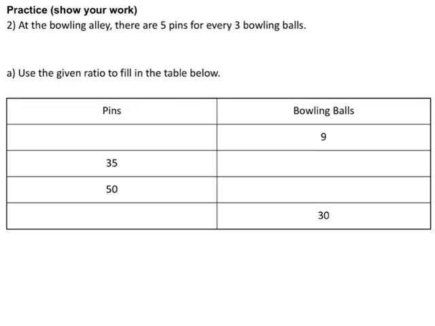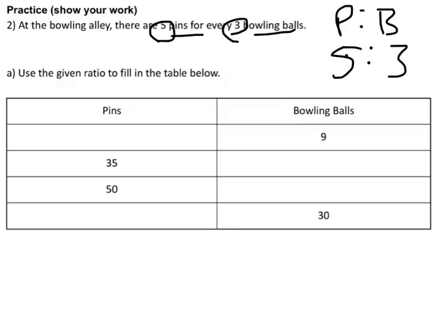Now, that example was way too easy. Here's some practice, and I want to get you started so I make sure you're good. All right, so we've got 5 pins for every 3 bowling balls. 5 pins, every 3 bowling balls. So I know I've got P to B, 5 to 3.